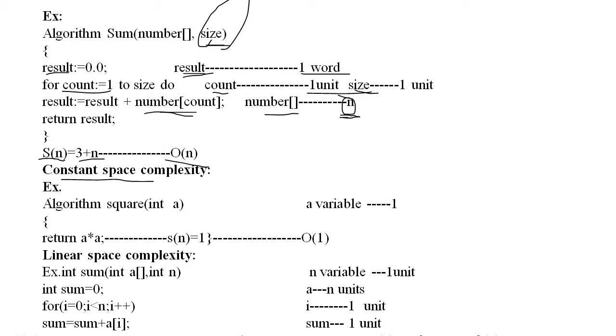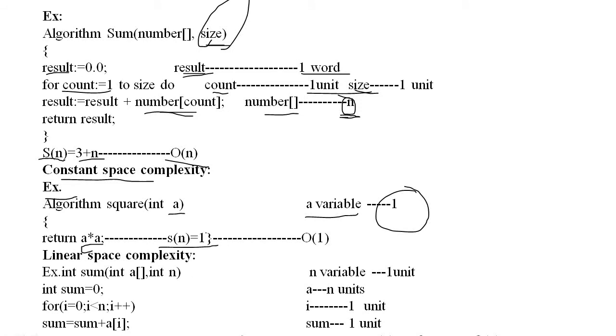In this example, what I am doing is finding the square of one particular element. Here only one variable is there. After finding the square of that variable value, it is stored into the same variable. So in this algorithm, it is a return a multiplied by a. Only one variable is there and that is fixed. So it requires only 1 unit of space. That we represent in the form of space complexity.